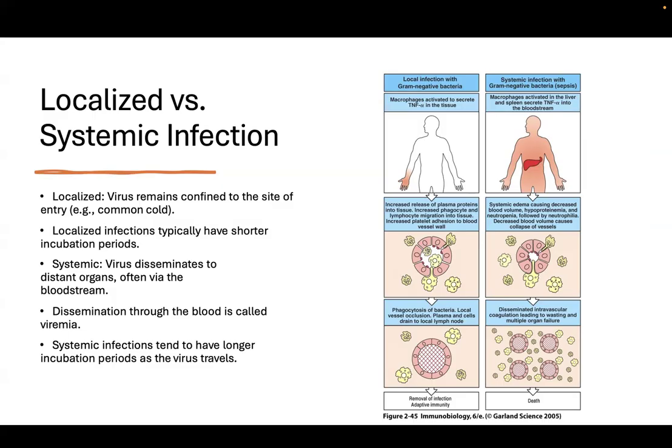The issue comes with systemic, because this is where the virus starts to disseminate into other organs. So here's an example. You have an infection in your liver that suddenly starts to disseminate to all parts of your body. This usually happens through the blood. The virus enters your bloodstream and starts to travel everywhere. Once the virus hits the bloodstream, we call this viremia. Viremia basically means that the virus is in your blood and it's traveling.